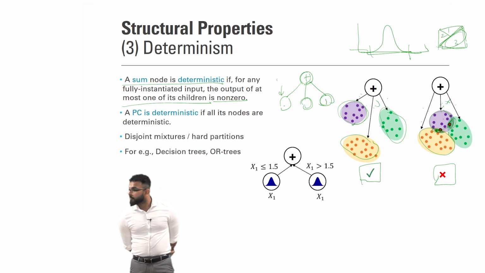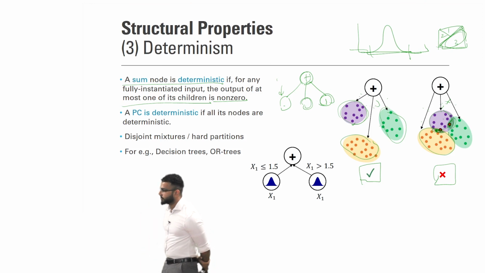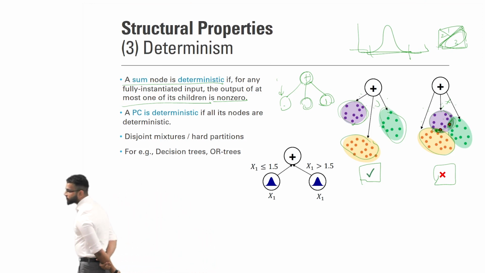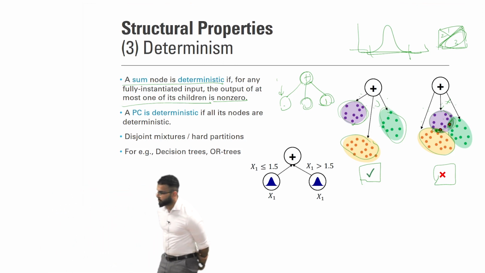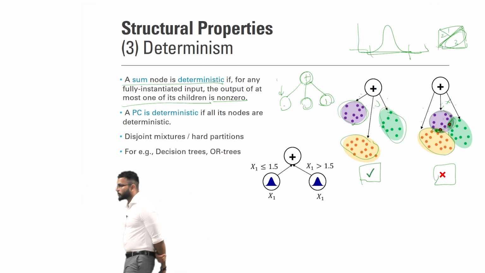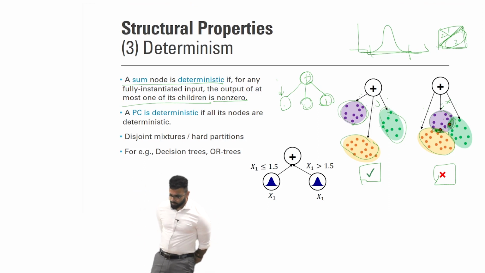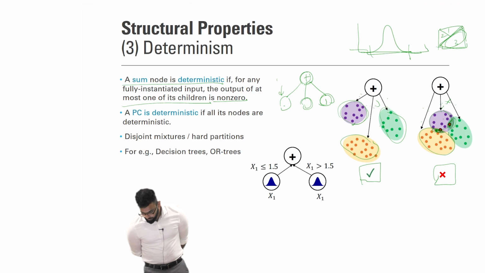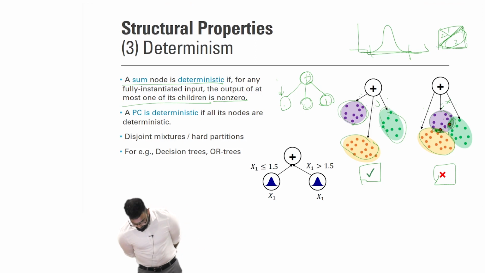Right? Yep. But there is one key difference. In single path semantics, you have to have one path that is satisfied. Here it is at most one path, which means none of them could be satisfied as well, and that is okay. So that's the key difference. For me, decision trees are a special case of this deterministic sum node property.